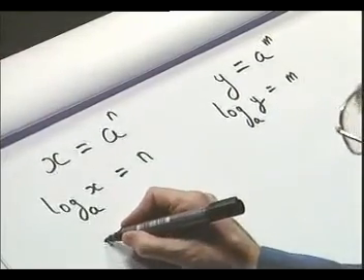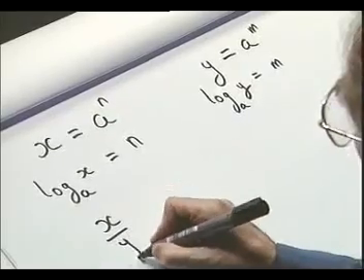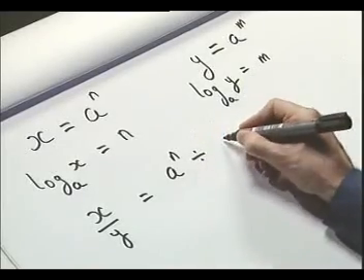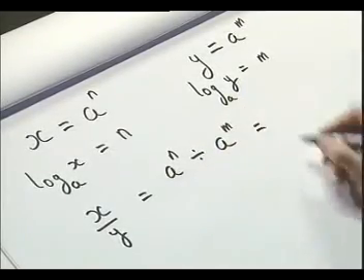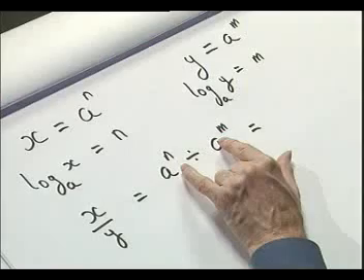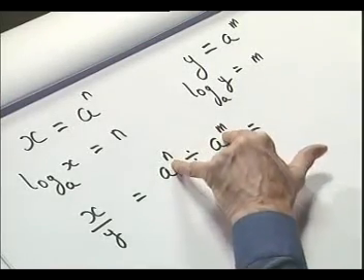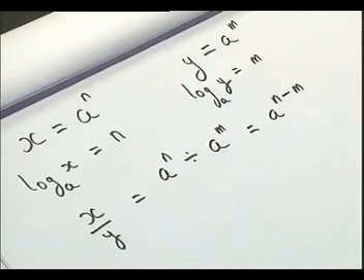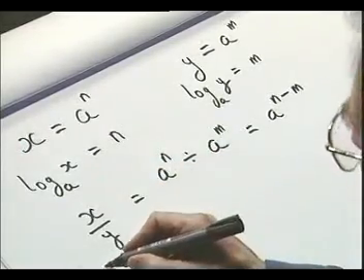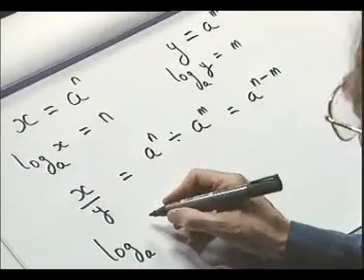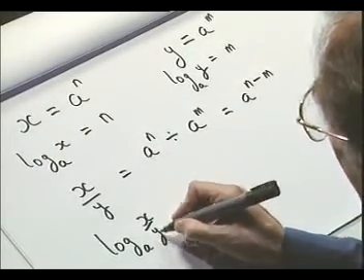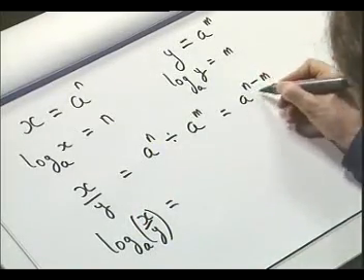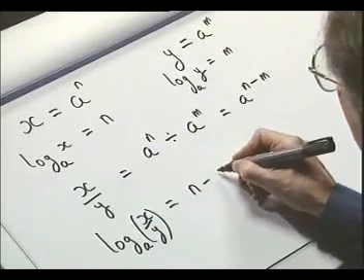And we're going to have a look at x divided by y. So that's a to the n divided by a to the m. And our laws of indices tell us that we do this calculation by subtracting these indices. So that's a to the n minus m. So, what's the log of this quantity? Log to base a of x divided by y equals, well, by definition it must be this index here, n minus m.